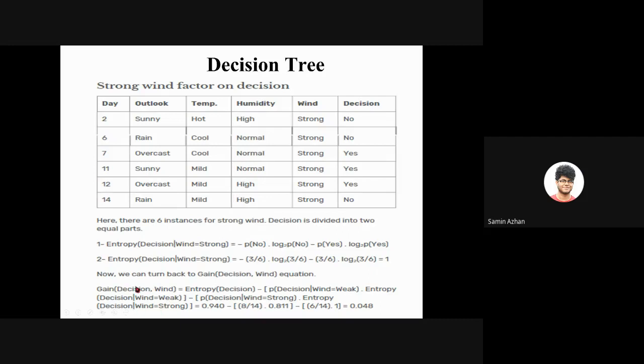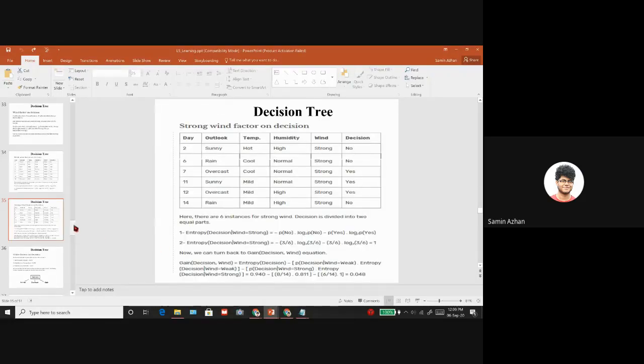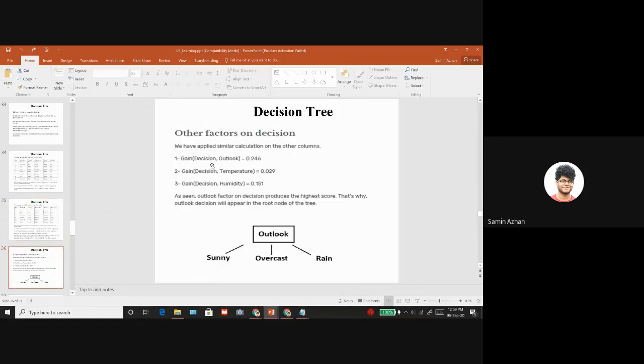So the information gain of the decision, comma wind, that means if we're trying to figure out decision and taking wind as a root node, the information gain we get after calculating this equation is 0.048. Now, what does that tell us? That tells us that we need to do the same thing for the other attributes and calculate their information gain. And after that, we'll get something like this.